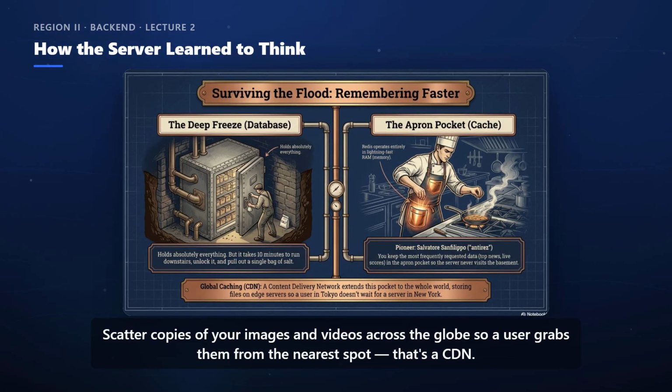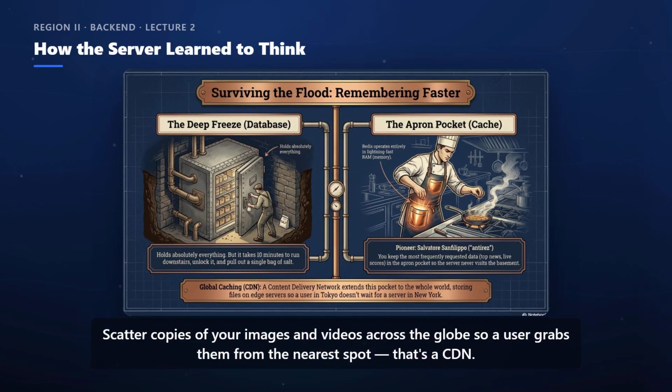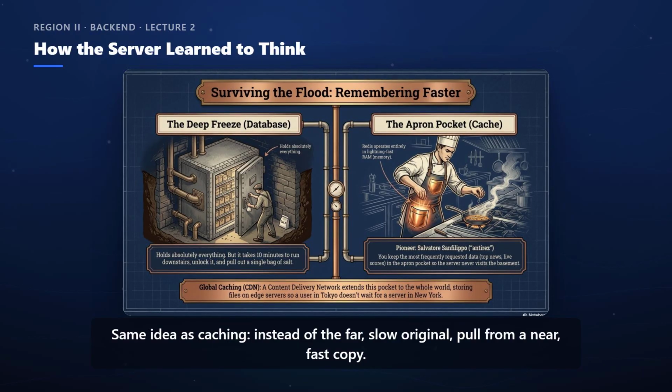Scatter copies of your images and videos across the globe so a user grabs them from the nearest spot. That's a CDN. Same idea as caching. Instead of the far, slow original, pull from a near, fast copy.